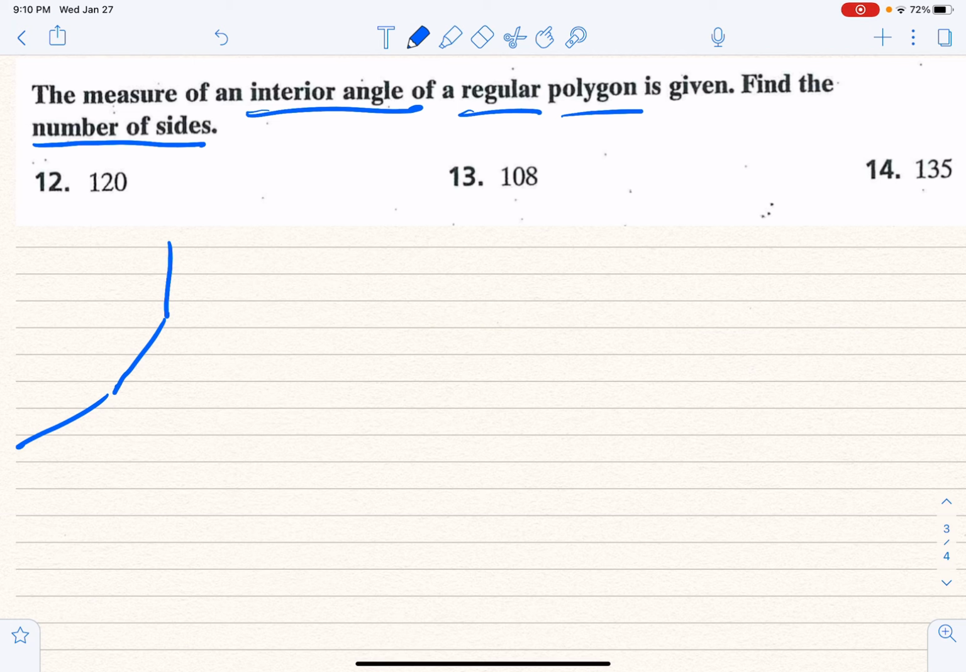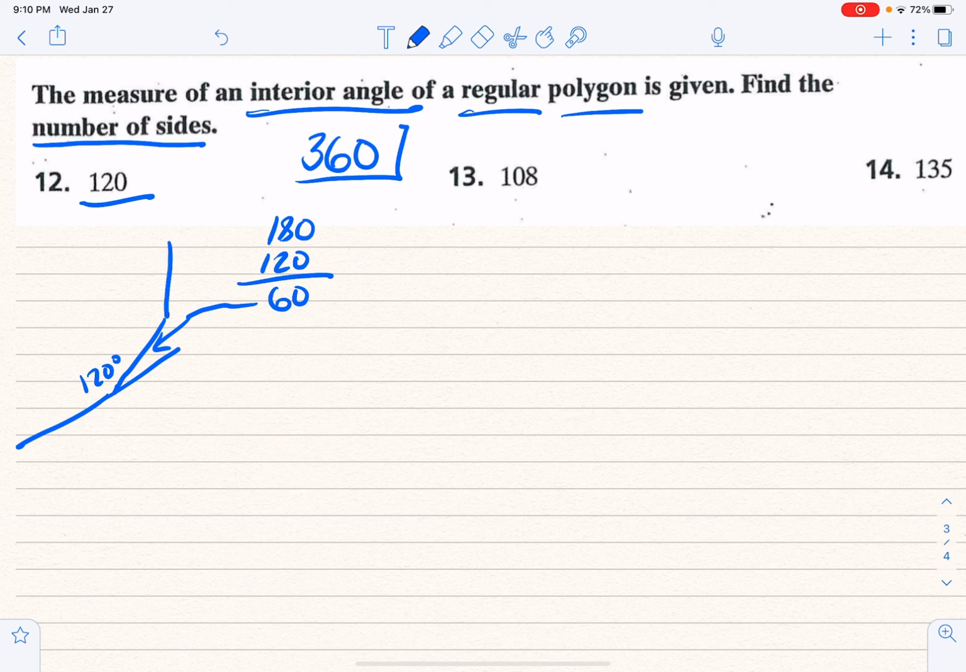I know that this angle right here is 120 degrees, which would mean that the exterior angle would have to be how big? Well, the two of them are always supplementary, so 180 minus 120 gives me 60 degrees for the exterior angle. What the interior angles add up to varies based on the number of sides, but the exterior angles always add up to 360 no matter what.